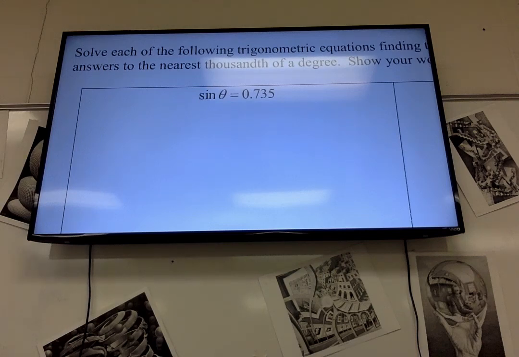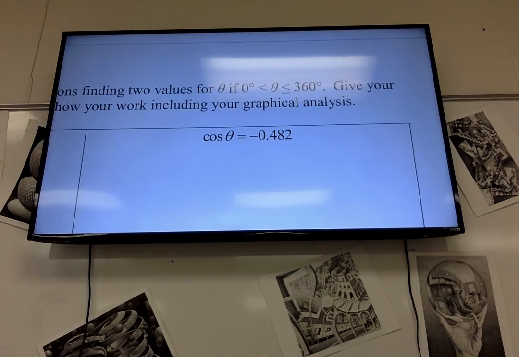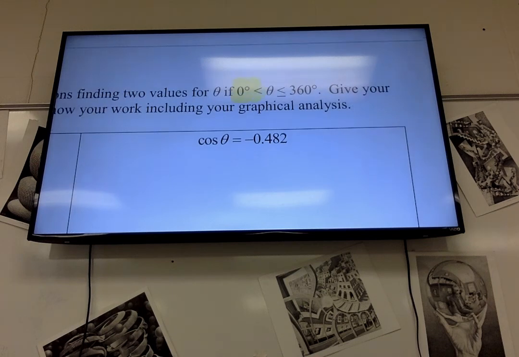Right, so we're supposed to solve these. Notice in the directions it says it needs to be between 0 and 360 degrees. So we need to find it in degrees and not the negative answers.